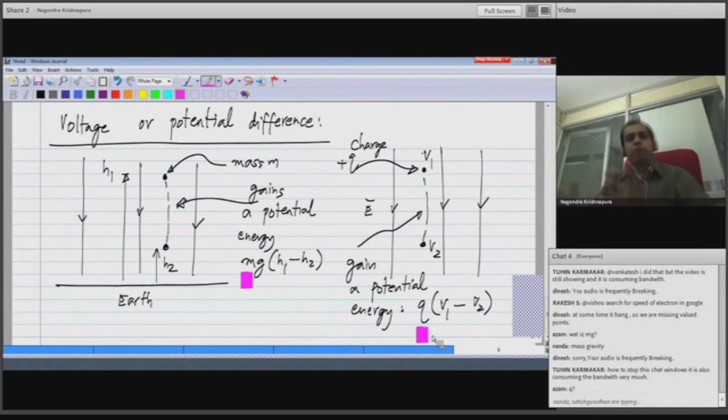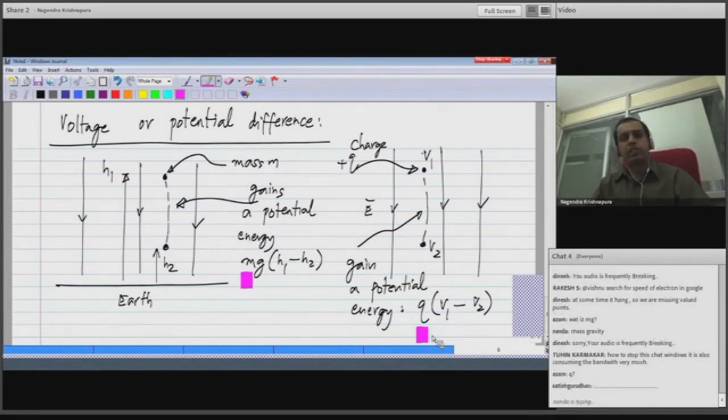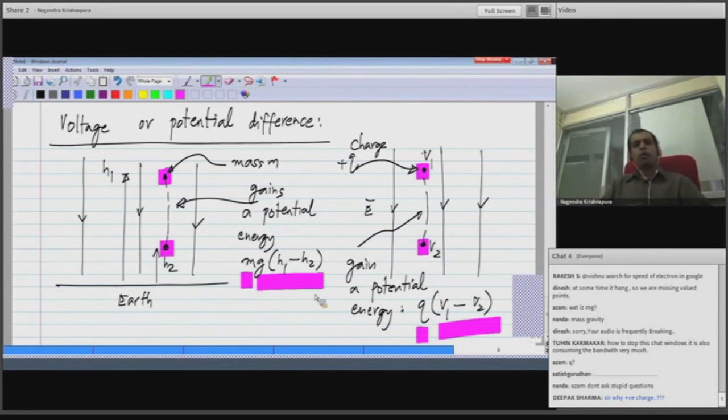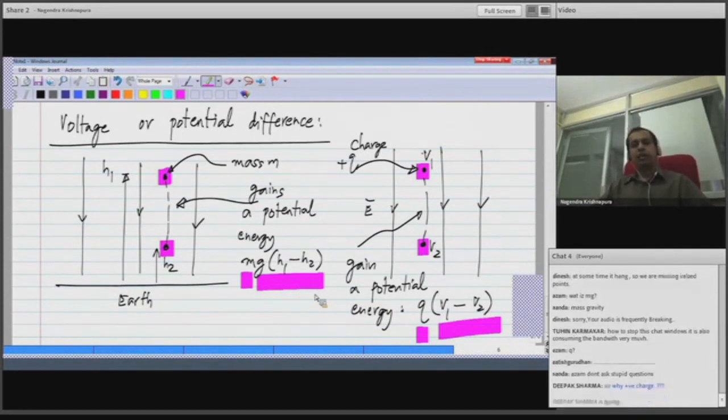So the electrical potential difference is very much like the gravitational potential difference. The gravitational potential difference acts on the mass, and a mass that falls in the gravitational field will gain some potential energy. Similarly, an electric charge that falls in an electric field will gain some potential energy. So when we are talking about circuits, we will not worry about potential energy or electric field. We will talk only about the potential difference.